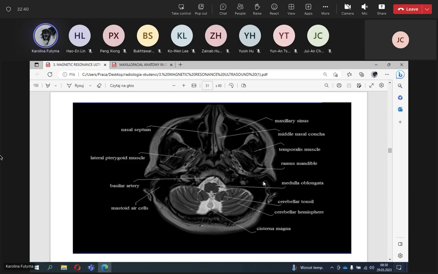airy structure here. Here we have part of the brain. So medulla oblongata, cerebellar tonsil will be visible, both sides, cerebral hemisphere. Here we have the cisterna magna, of course. The mastoid cells will be quite well visible, but not in this imaging. So this is probably T1. The mastoid cells will be a little bit more visible in a T2 weighted image.